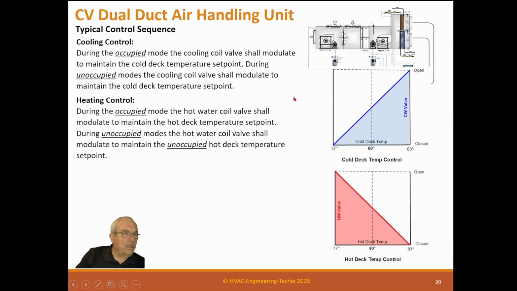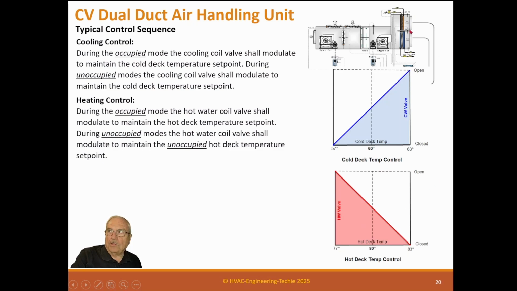Heating control during the occupied mode, the hot deck. The hot water coil shall modulate to maintain the hot deck temperature set point. And again, maintain the unoccupied at the same time. Now you notice the set point is 80 degrees. And why that is, we're trying to economize energy.